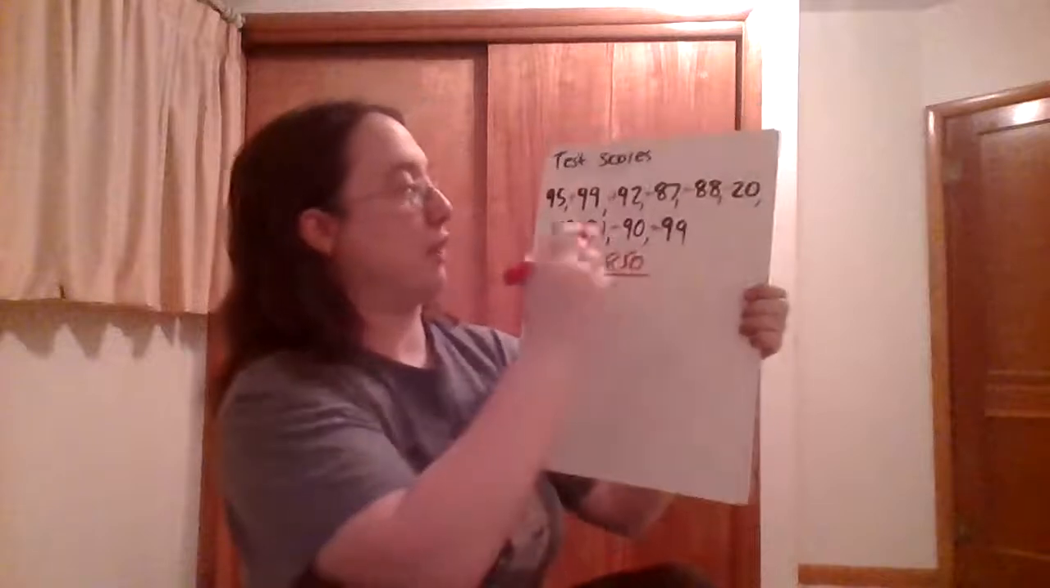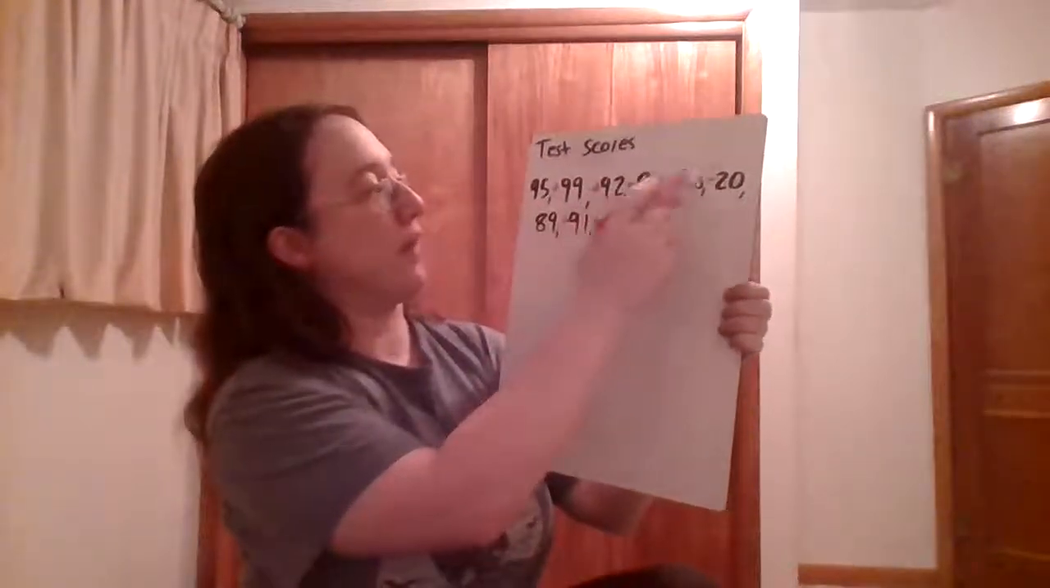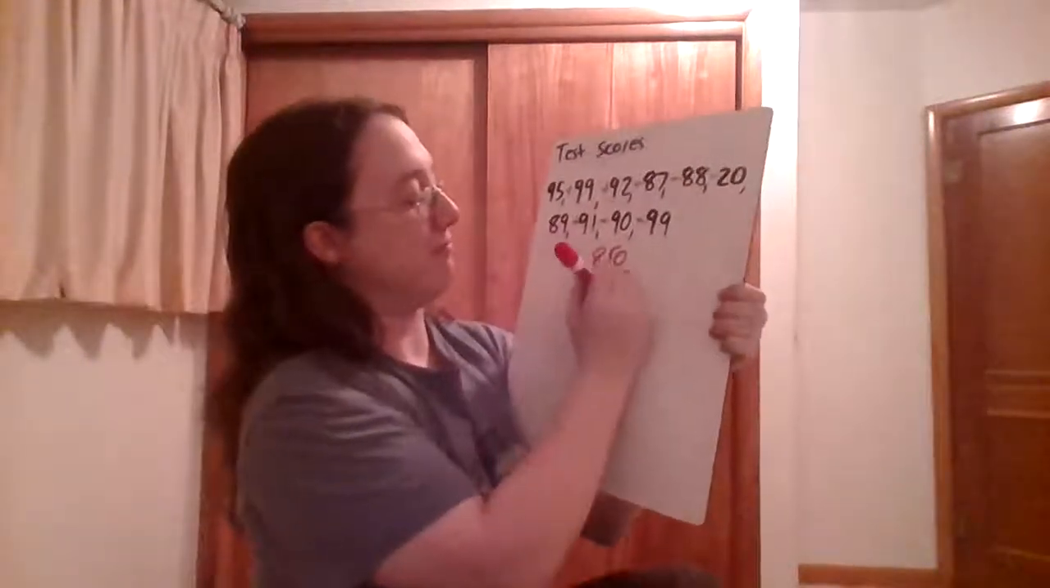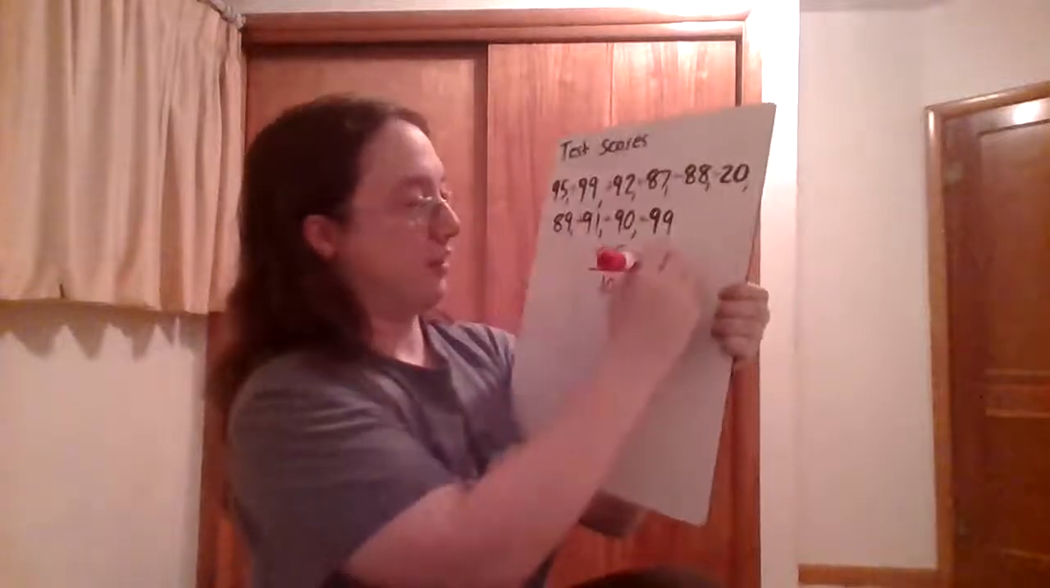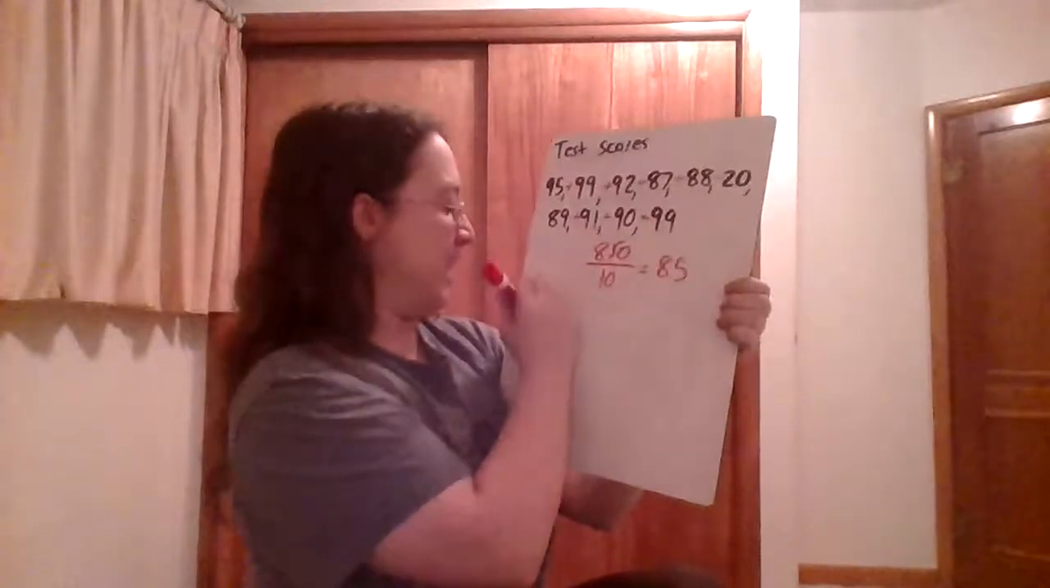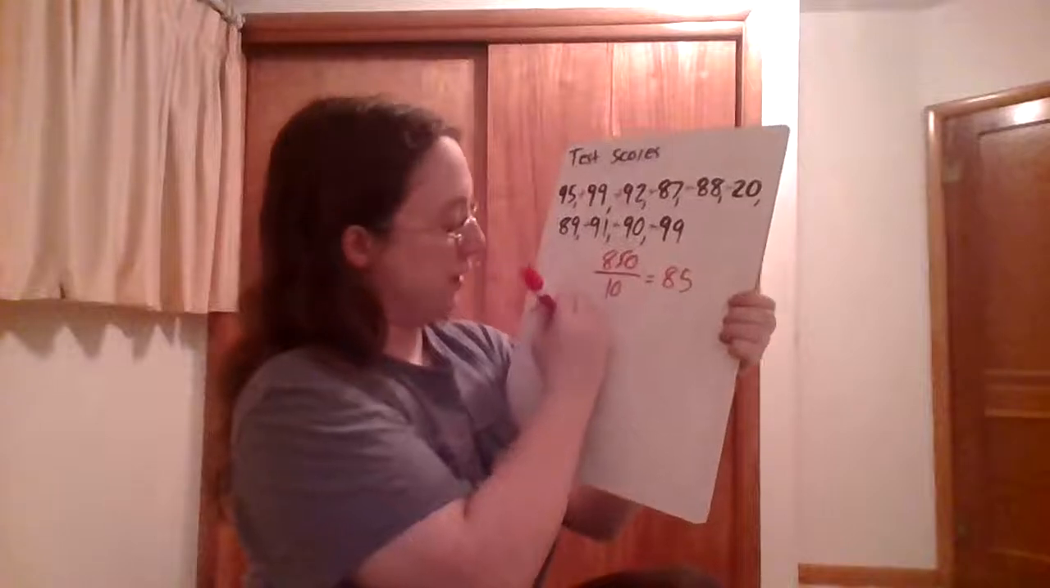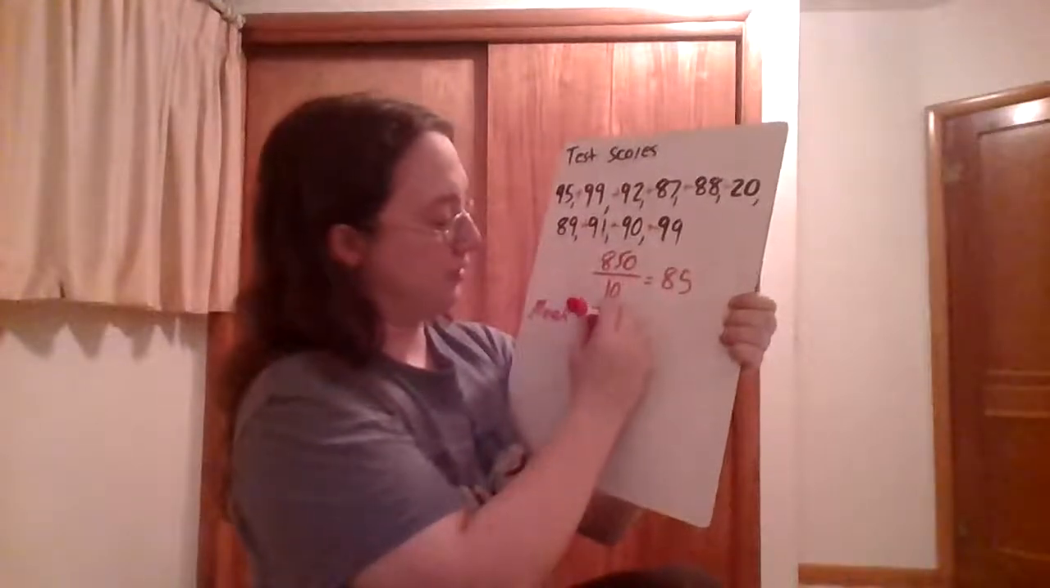And then you divide by your number of things, which is 1, 2, 3, 4, 5, 6, 7, 8, 9, 10. Okay. So that gives us a mean of 85.